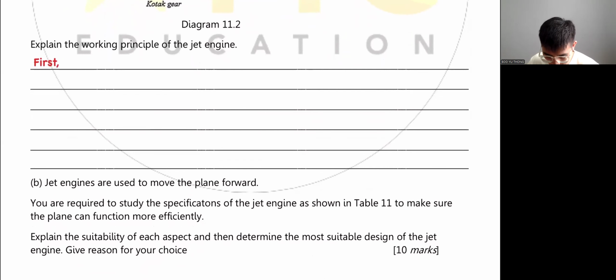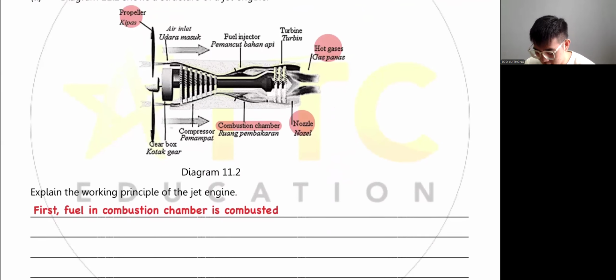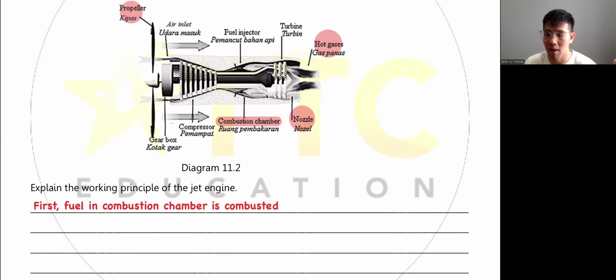First, the fuel in the combustion chamber is combusted. You have to burn the fuel for the jet engine. And do you know why we need to burn the fuel in a jet engine? It's because we want to produce hot gases, a large amount of gas particles. But where do we get those gas particles? From combustion. Because I believe you learned about this before, even in primary school.